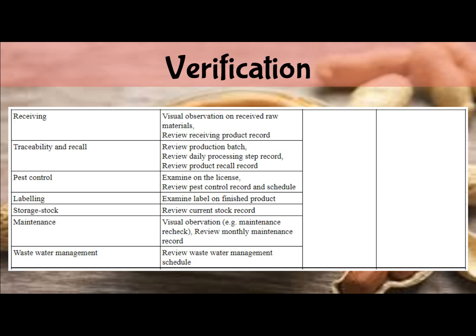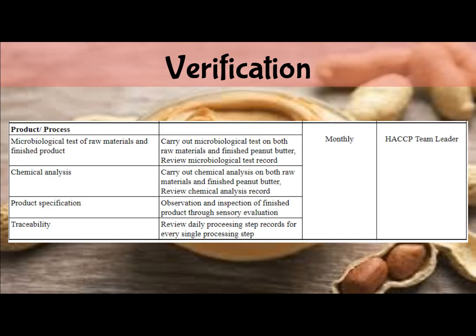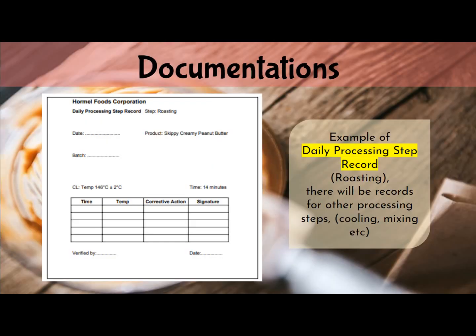And another one is product and process. For example, we take microbiological tests of raw material and finished product. We carry out the microbiological tests on both raw material and finished peanut butter, and we review the microbiological test record. And this is also done monthly, and the person responsible is the HACCP leader.